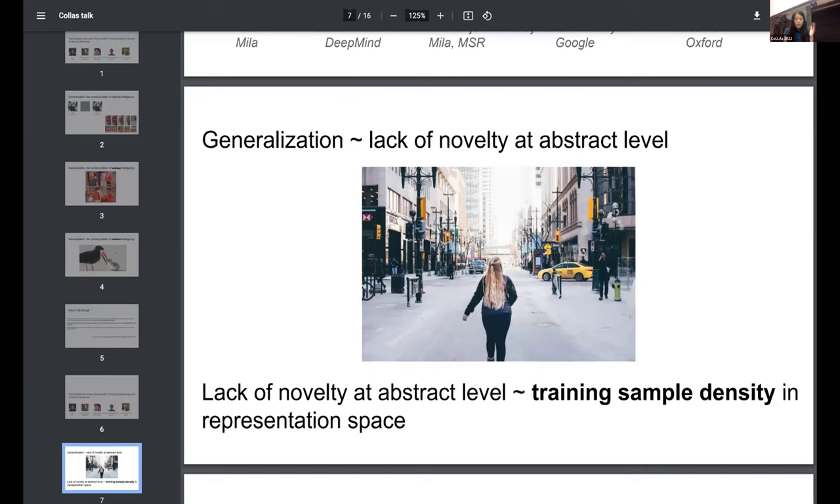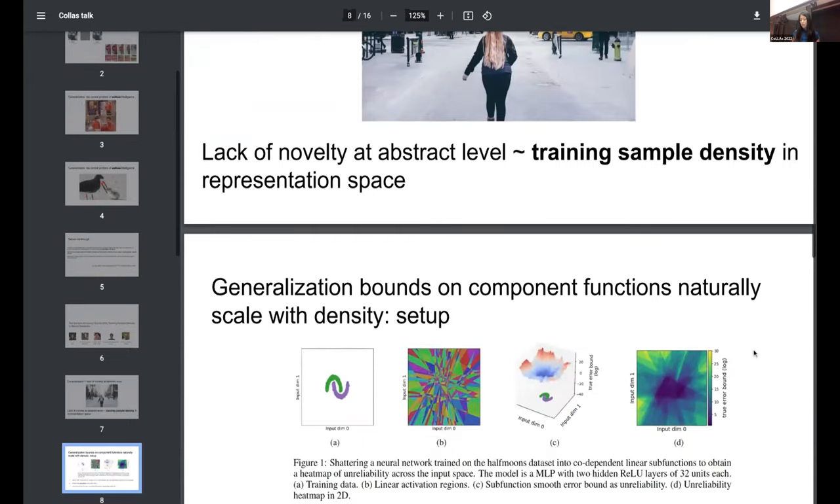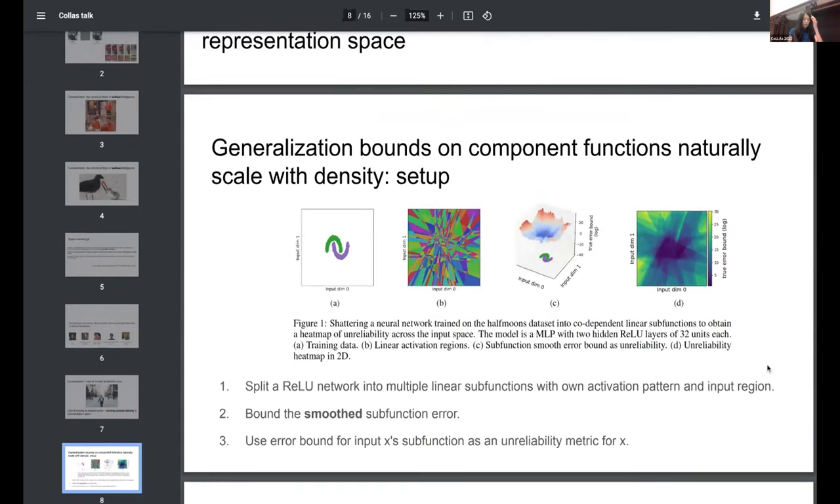Given some meaningful distance metric. So in other words, we would expect inference functions that generalize really well to use data representations that are most densely supported by training samples in representation space. And the paper, in a nutshell, is that error bound, an upper bound on test error, error on unseen inputs, that scales exactly with training data density in representation space.